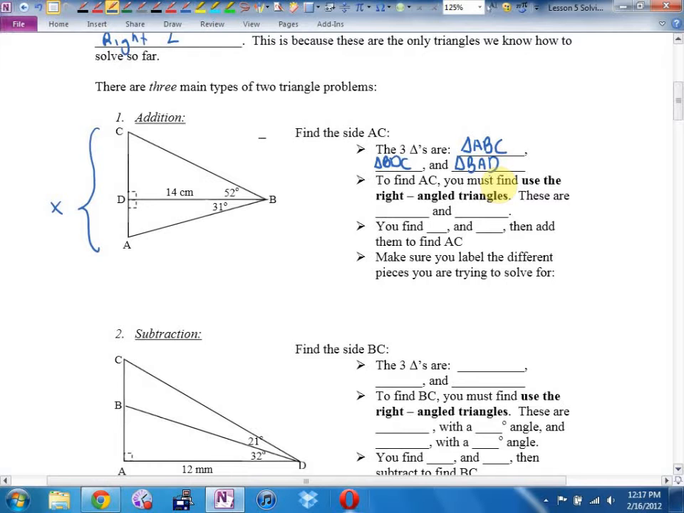So to find AC, we must use the right-angled triangles. These are the top and the bottom. BDC and BAD. How are we going to do this? We're going to find CD. That's this length. Adam, what letter did I call the whole length? How about I call this short little length here Y?